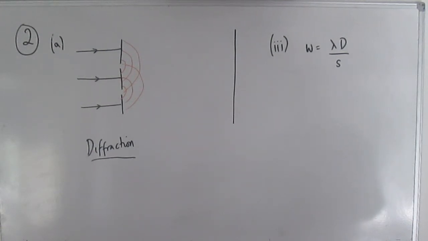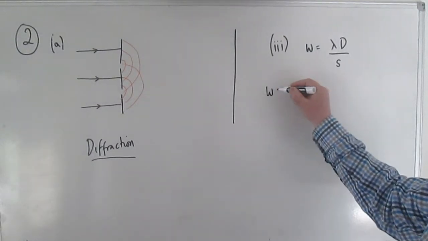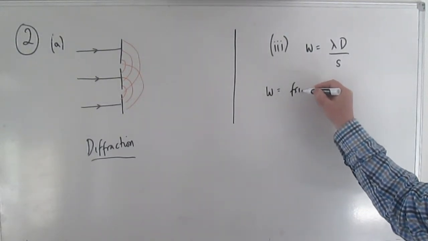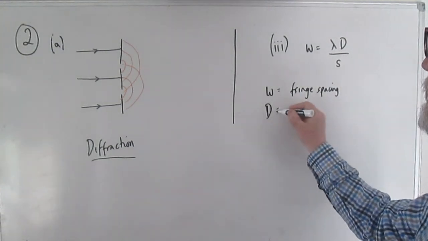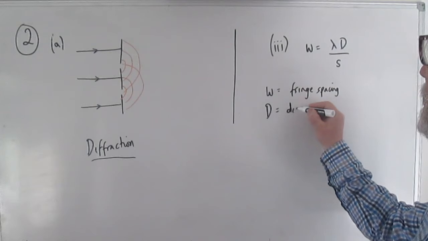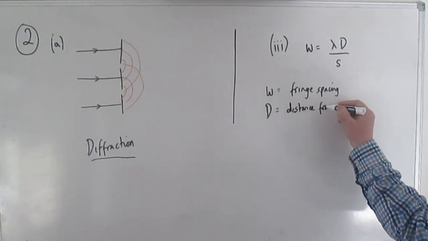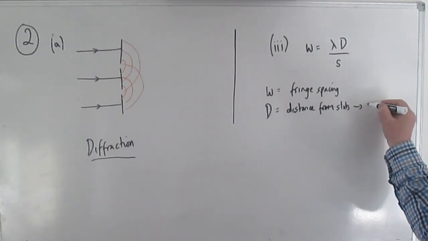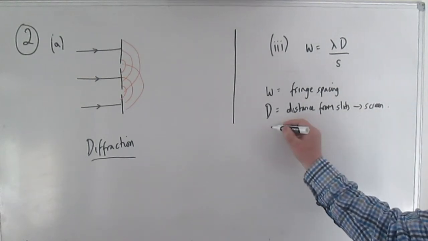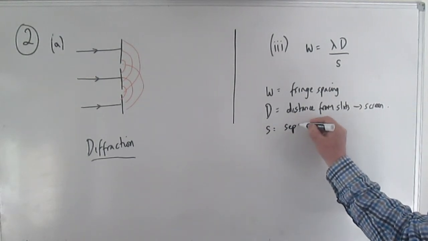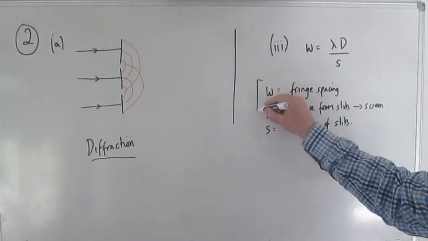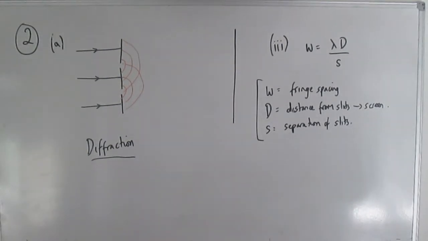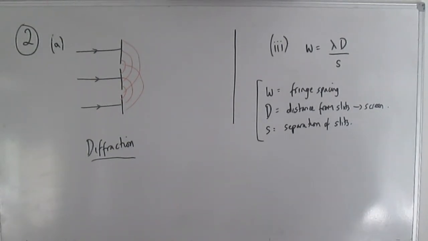And the important thing is that you've got to remember what these 3 numbers are. W, remember, is the fringe width or the fringe spacing. D is the distance from the slits to the screen. And S is the separation of the slits. So you've obviously got to make sure you don't get those mixed up when you're learning how to use this.